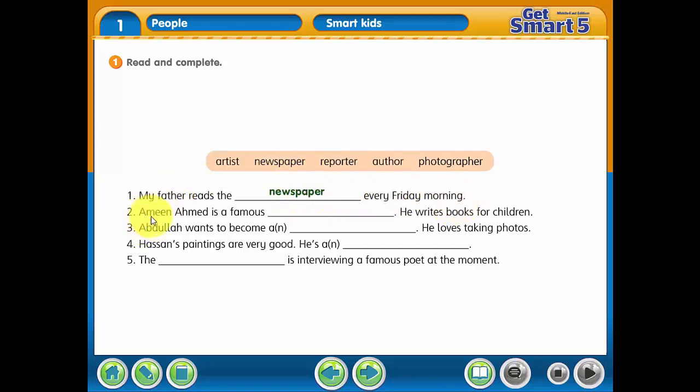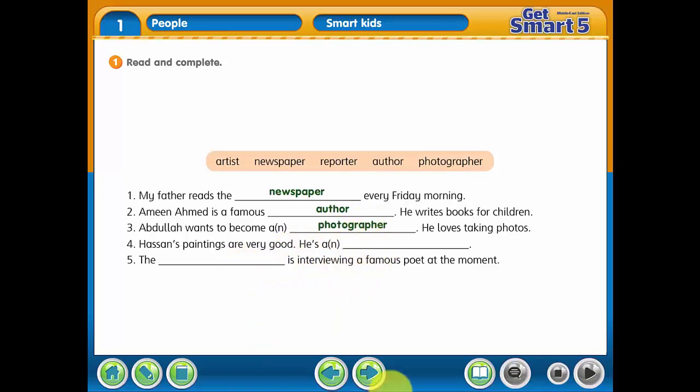Number 2. Amin Ahmed is a famous. شخص اسمه أمين أحمد is a famous artist, news reporter, author, photographer. كيف أعرف؟ Complete the sentence. أكمل الجملة. He writes books. If he writes books, so he will be an author. That's right. Number 3. Abdullah wants to become يبي يكون. He loves taking photos. يحب التقاط الصور. So he wants to become a reporter or artist or photographer. Of course, photographer.